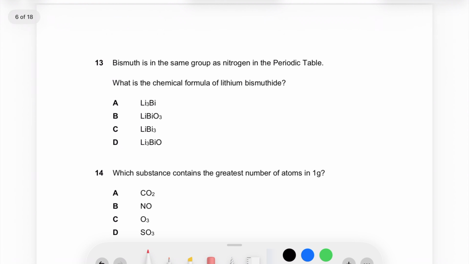Bismuth is in the same group as nitrogen. So nitrogen is group 15. So group 15, so bismuth formula should be 3 minus as well. Alright. So lithium is plus, bismuth is 3 minus. So if you cross, it will become Li3Bi. Okay, so answer will be D.